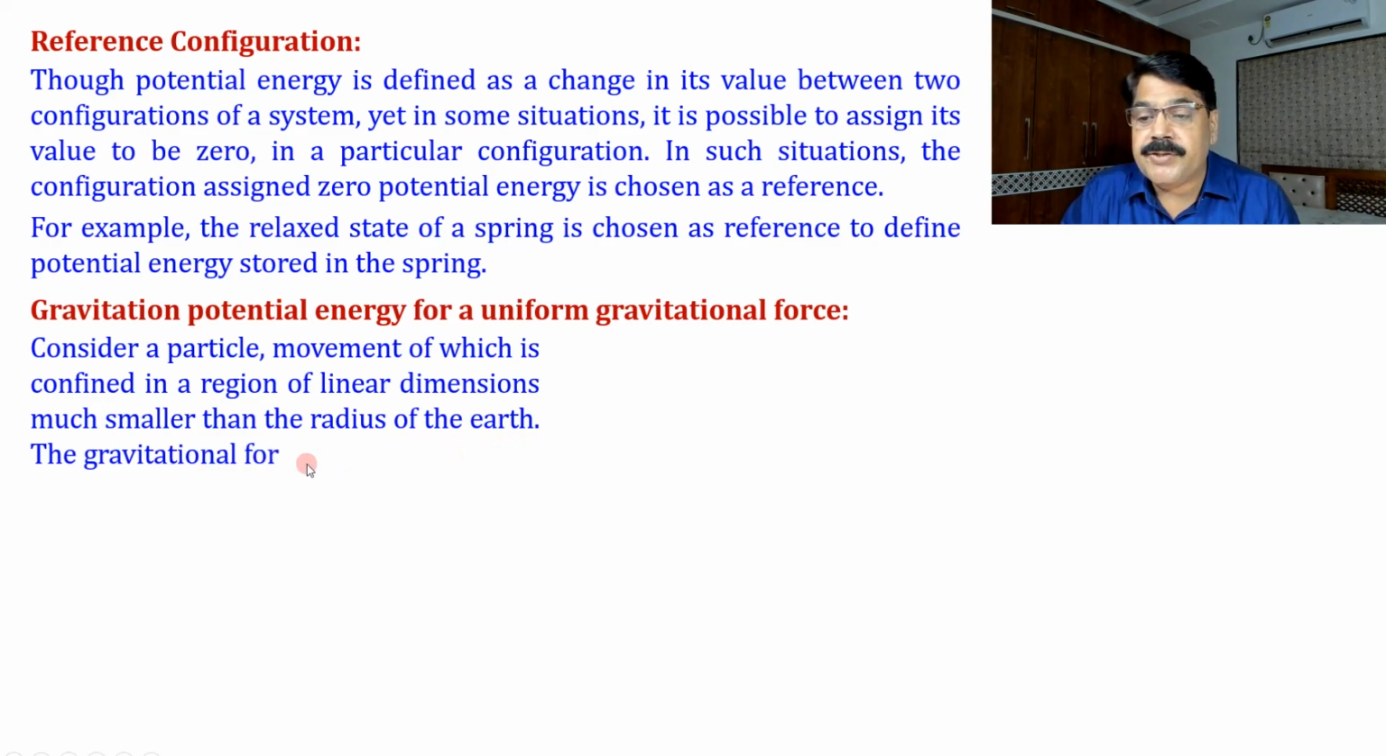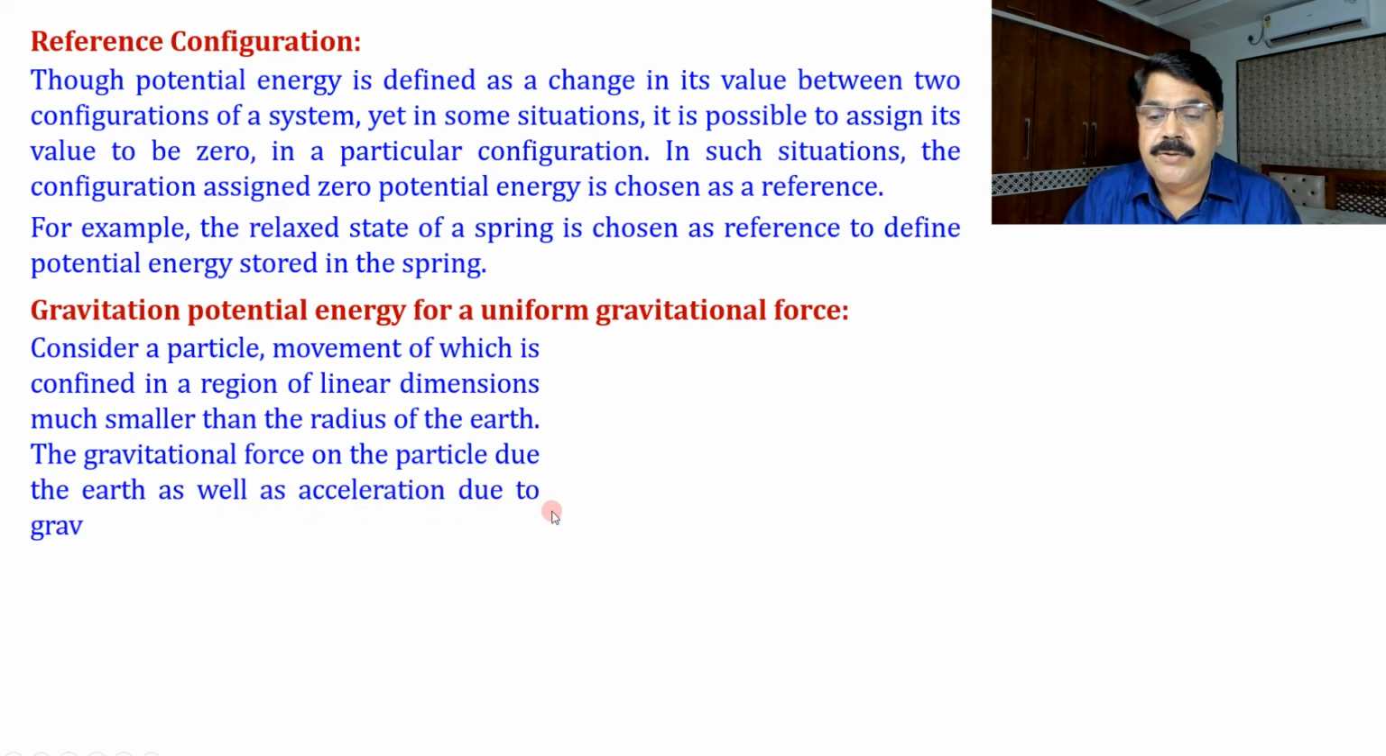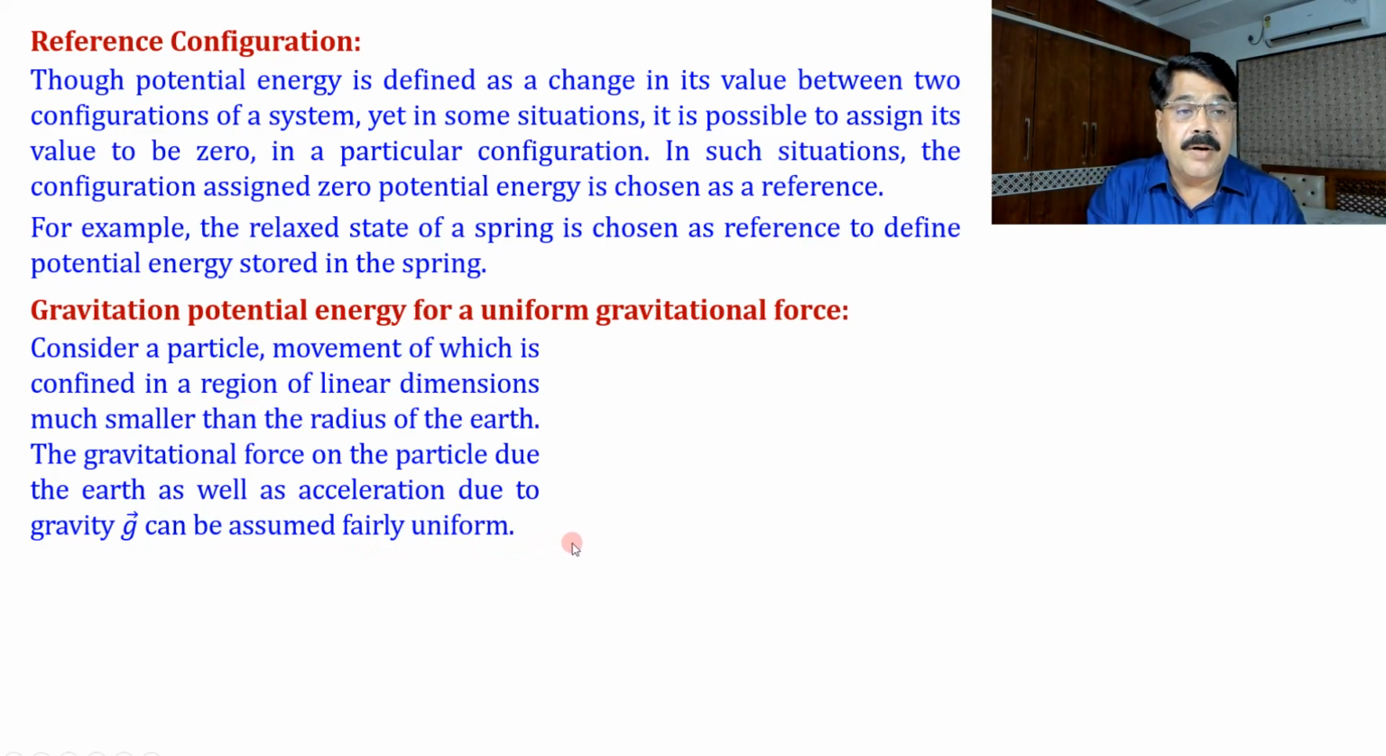The gravitational force on the particle due to Earth, as well as the acceleration due to gravity, g vector, can be assumed fairly uniform. What am I saying? Not limited to near the Earth. The particle may be anywhere, but its movement is confined to a region. The linear dimension of that region is much smaller than the radius of the Earth.